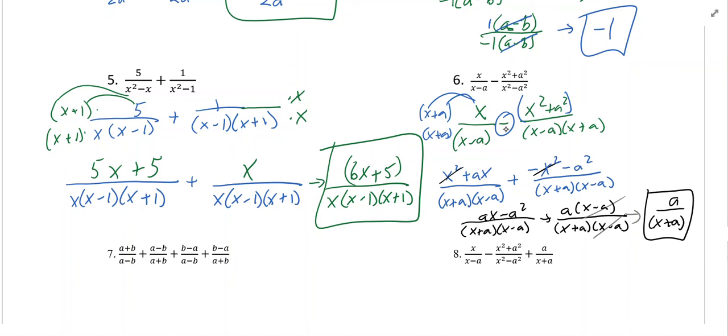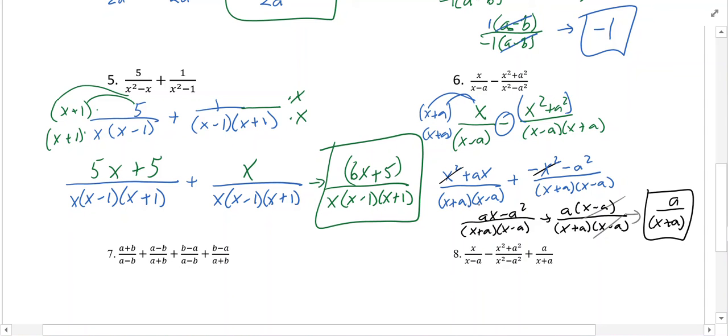With number 6, you had to be careful with this negative sign in the middle. Remember this numerator, x squared plus a squared, is an expression, so it's bounded by these parentheses. So you have to distribute that negative to both terms. Then when you distribute the negative and add straight across in the numerator, the x squared and the negative x squared cancel, and then you have ax minus a squared.